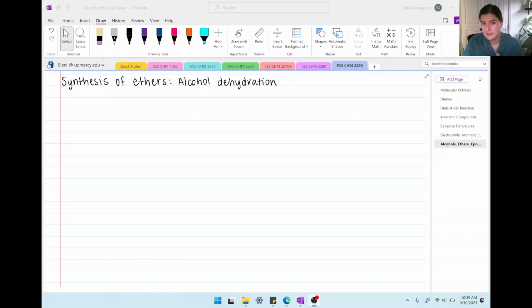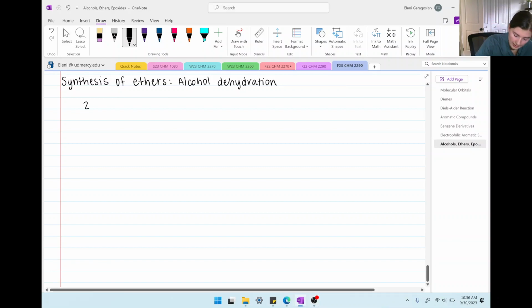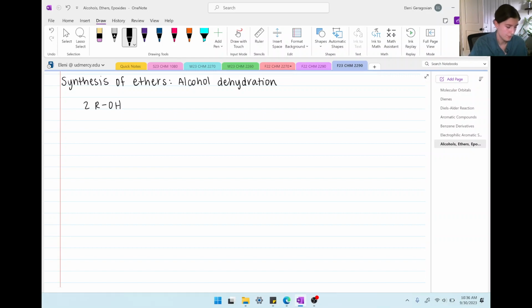Ethers may also be synthesized through an alcohol dehydration reaction. In this reaction, we start with at least 2 alcohols, and we'll keep it general, ROH. The R group is an alkyl chain, a carbon-hydrogen chain, and we have an alcohol. In the Williamson synthesis, we use a strong base. In this reaction, a strong acid is used.